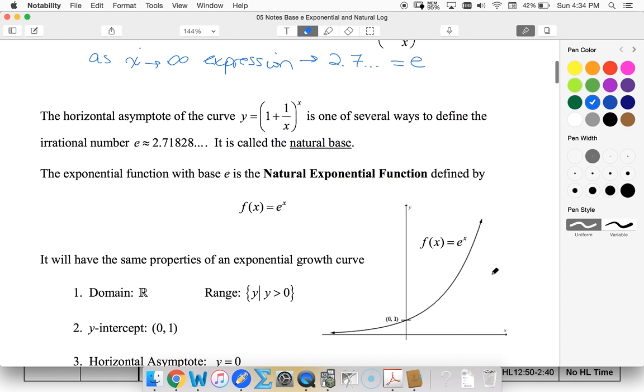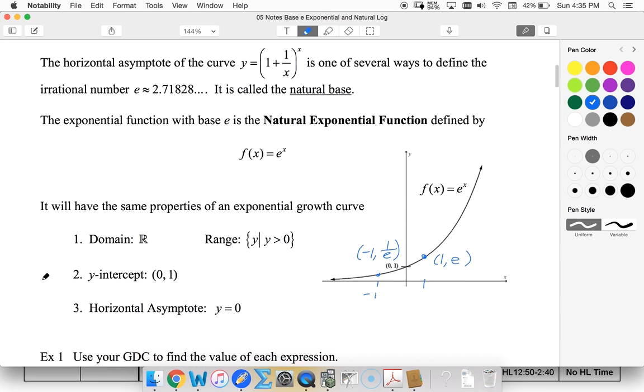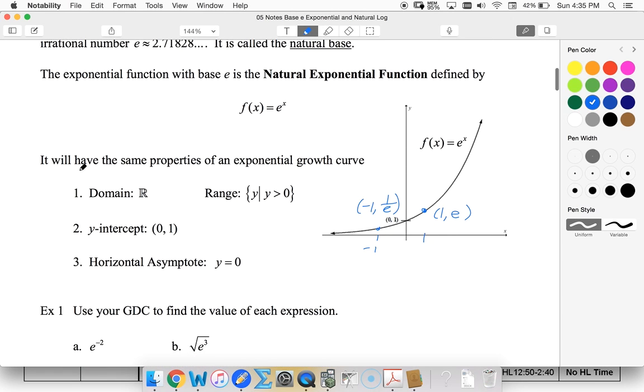All right, so you can read more about it down here. E to the x is just my exponential function with my base of e, so I've got 2.7. So that means when I put in 1, what I get out is e. If I put in -1, I get 1 over e. It's just another number. So it acts the same as any other exponential base.